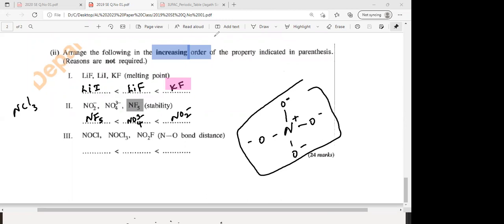Then number 3, can you post the answer on chat? Bond distance. How to predict the bond distance? NO bond. Can you quickly post the answer on chat? NOCl. So here also, nitrogen is the central atom, N double bond O and Cl. There will be a lone pair.